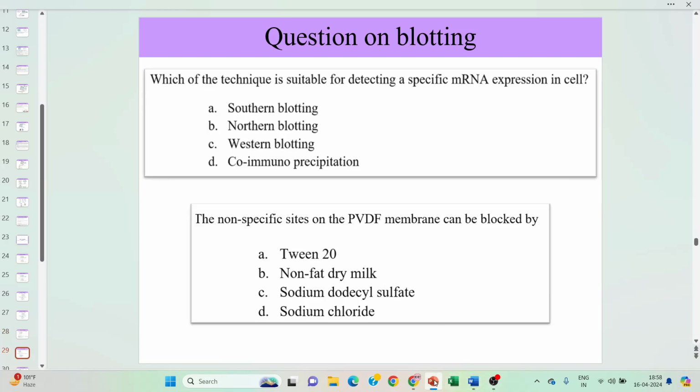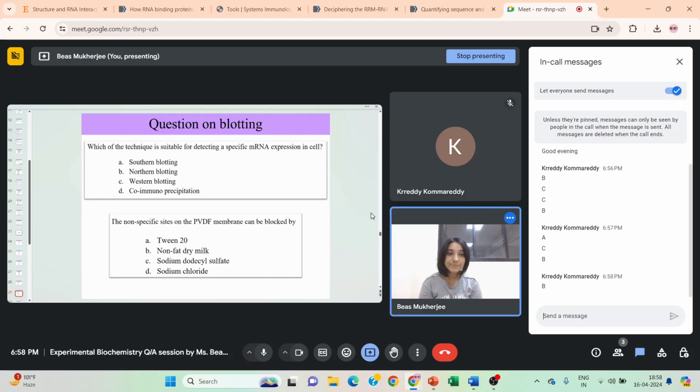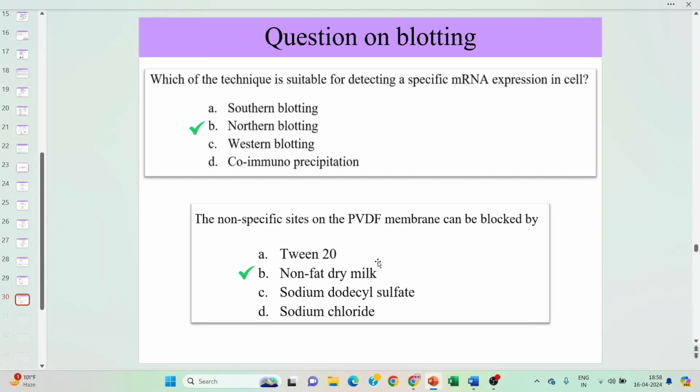So what technique is suitable for detecting specific mRNA expression in cell? Specific mRNA expression. B is northern blotting. Okay. For the next question, we have: the non-specific sites on PVDF can be blocked using... B. No, you haven't answered yet. Okay. B. Okay. Let's look at the answers.